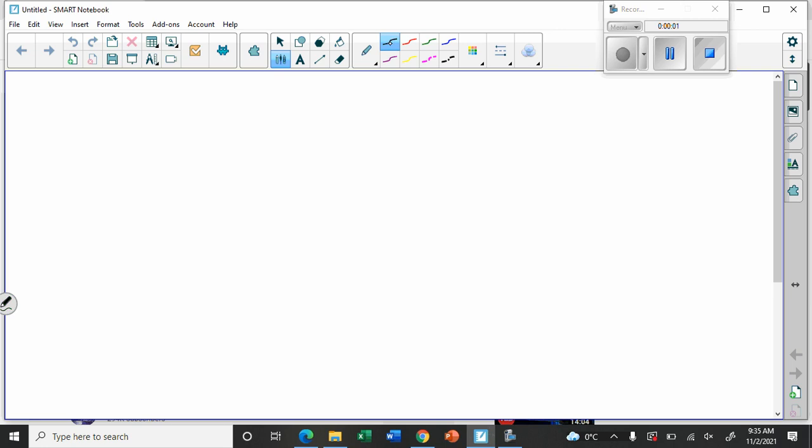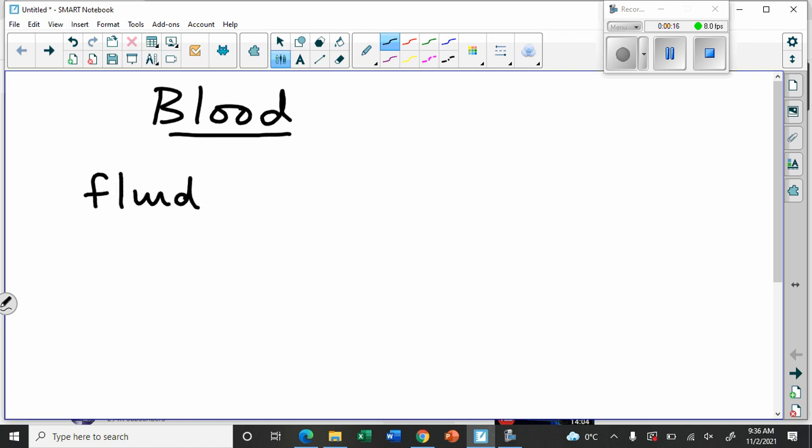Okay, blood. We've looked at the heart, we've looked at the blood vessels. Now we have to just take a short little look at what blood actually is. So blood is a fluid, right? It's obviously a fluid. And it's made up of three basic, well, actually, I guess I could say four basic parts, okay?